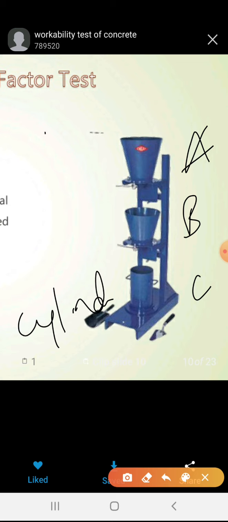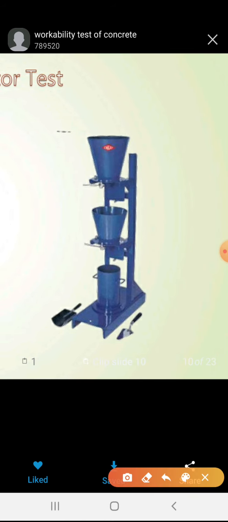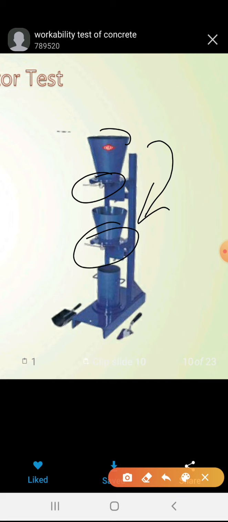First we should completely fill hopper A, with the lock closed. After filling hopper A completely, now open the lock. The whole concrete should be transferred to hopper B. Next wait for a few seconds, and again open the hopper B lock. Then the complete concrete should be transferred to the cylindrical mold.